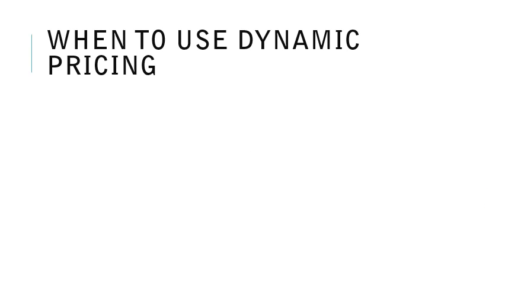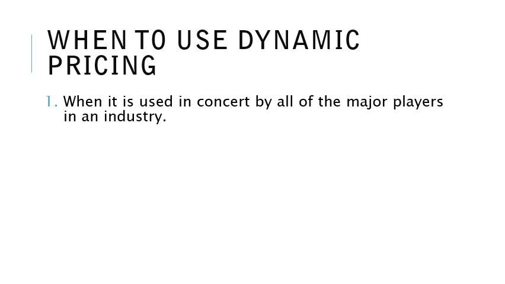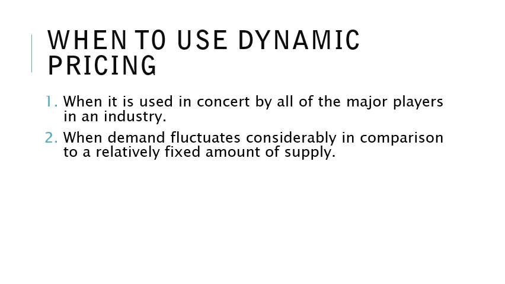Dynamic pricing works best in the following situations: when it is used in concert by all of the major players in an industry. Thus, if a single hotel were to keep its prices low during the peak tourist season, it could likely steal businesses away from competitors. It also works best when demand fluctuates considerably in comparison to a relatively fixed amount of supply. In this situation, sellers reduce prices as demand falls and increase it as demand increases.